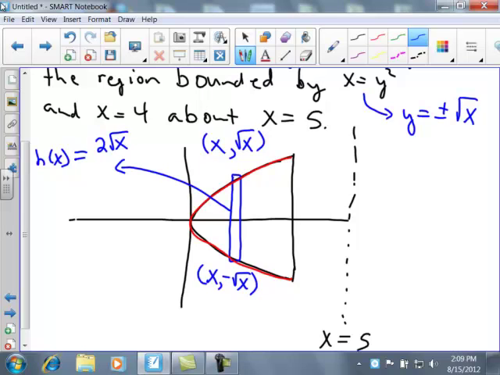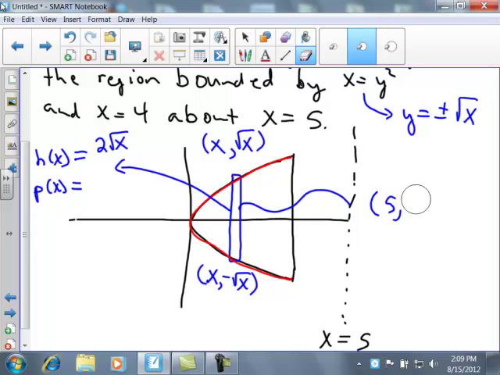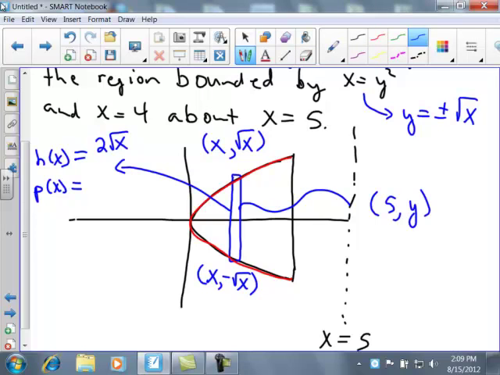And then I need my p of x. I need the distance that I am from my axis of revolution. So if I take the distance that any old rectangle that I have in there is from my axis of revolution, this is just some 5 comma y value. And here, this is just some x comma some value. I'm only worried about the horizontal distance here, so I don't need the y value there. But the distance that I am from that axis of revolution, p of x, is 5 minus x.